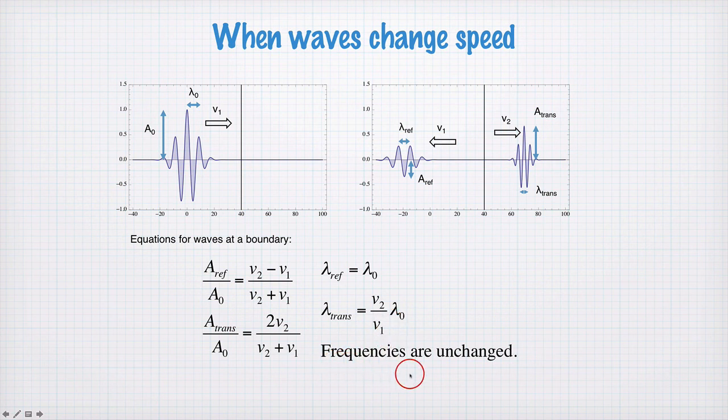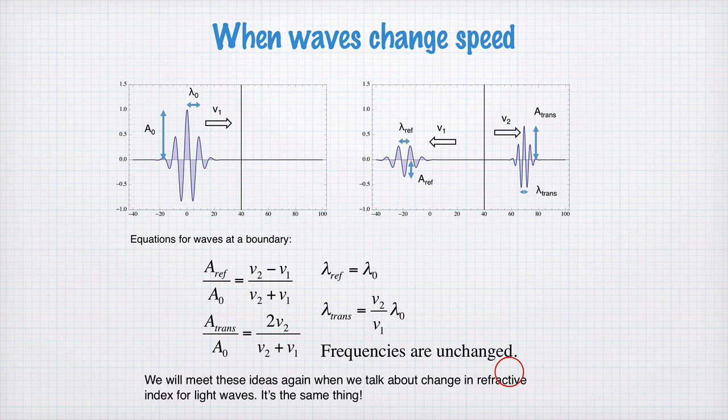The frequency of the wave is unchanged. So when you go from one medium to another, the velocity changes, the wavelength changes, but the frequency of the wave does not change. So I'll meet these ideas again when we talk about change in refractive index for light waves. It's the same equations for light, obviously, and when light goes from air to glass, it changes velocity, and this tells you how light behaves at an interface.